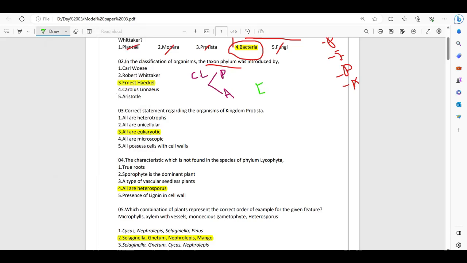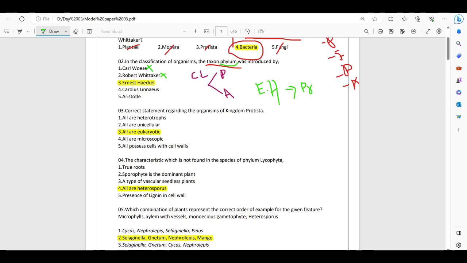And in the taxonomy, he introduced the taxon phylum. So that's the question here. Who introduced the taxon phylum? That would be Ernest Haeckel. So the first answer given here is Carl Woese. Carl Woese introduced three domain classification. Robert Whittaker was mentioned in the previous question, so he introduced five kingdom classification.